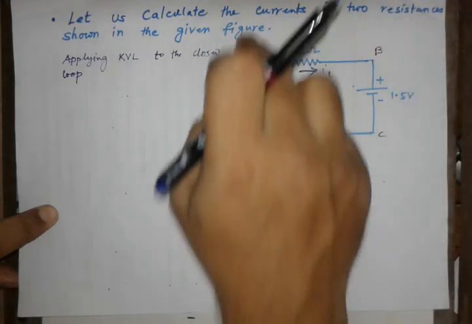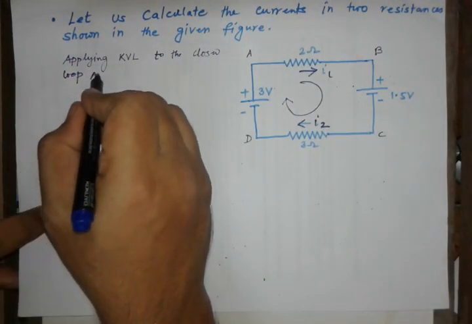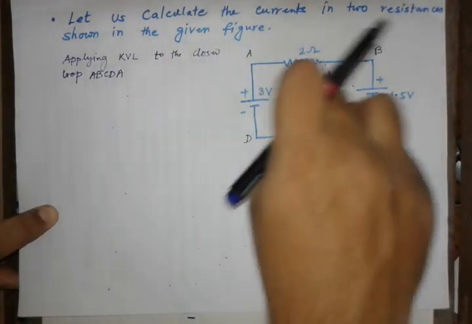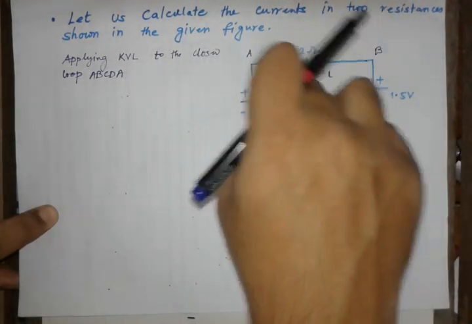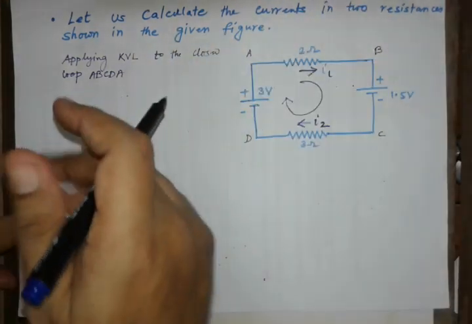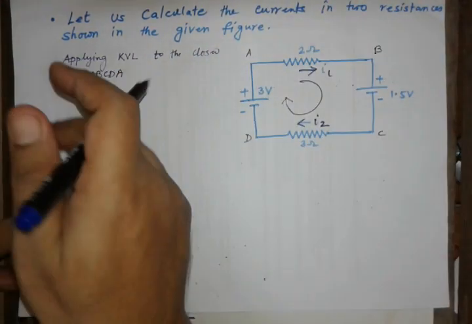A, B, C, D, A. You can give the name according to your loop. So you have given in this way, A, B, C, D, A, or you can write B, C, D, A, B like this, whatever it is. But the loop should go in a clockwise direction.